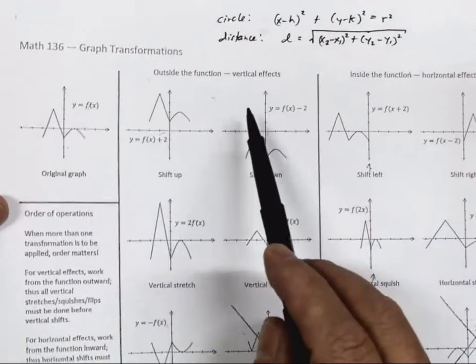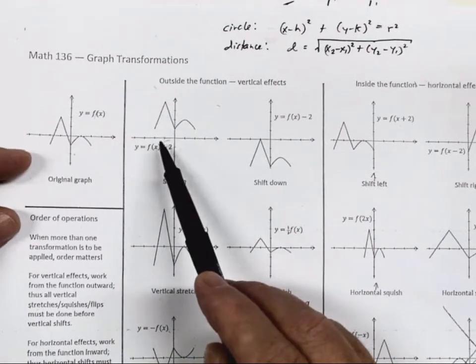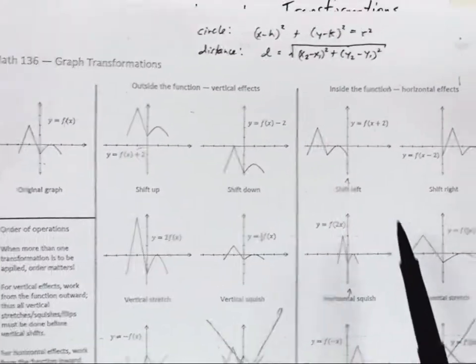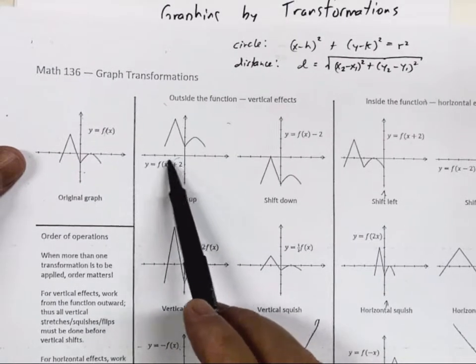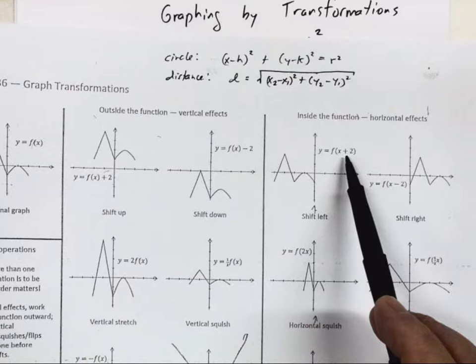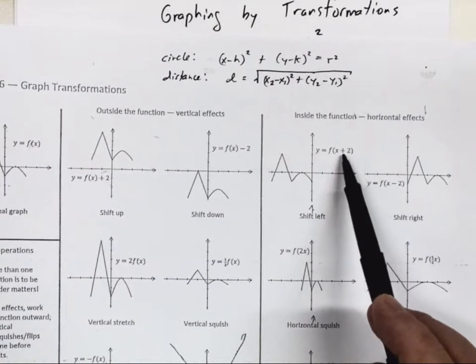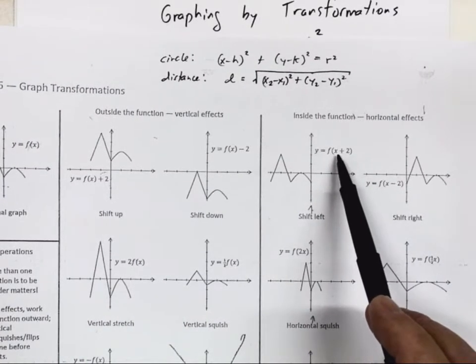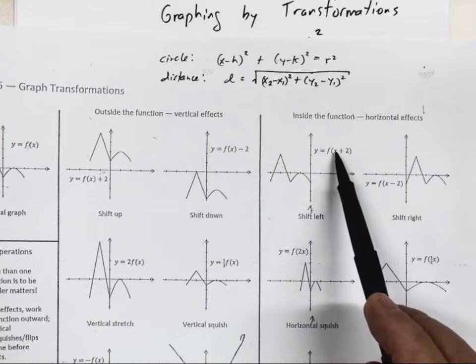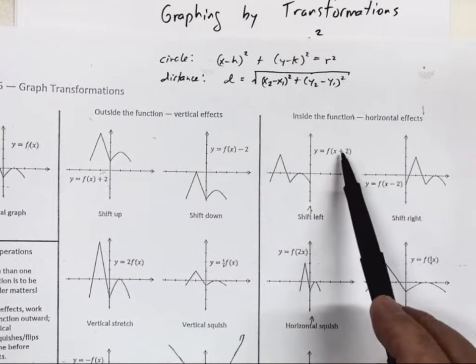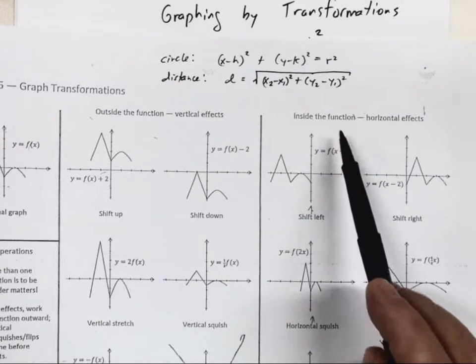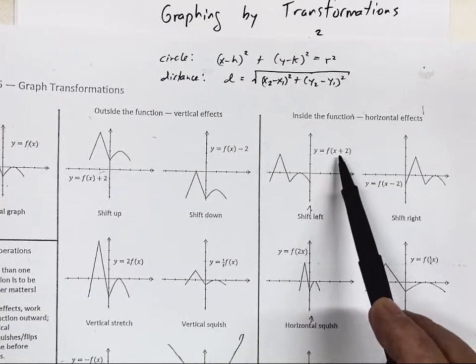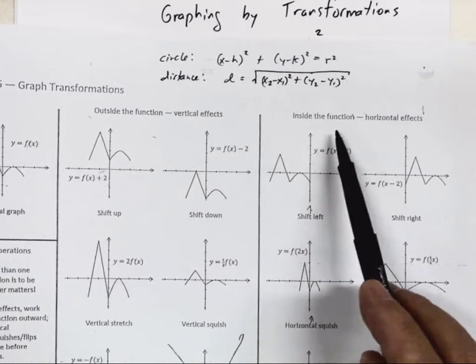So those are all the things that can happen outside the function. Now I want you to compare it with over here inside the function, where you notice outside the function we added 2 to the function. Here they actually change the x. They go inside the function and add 2 to the x and then look at the function. So when you change your variable x, that's called inside the function.